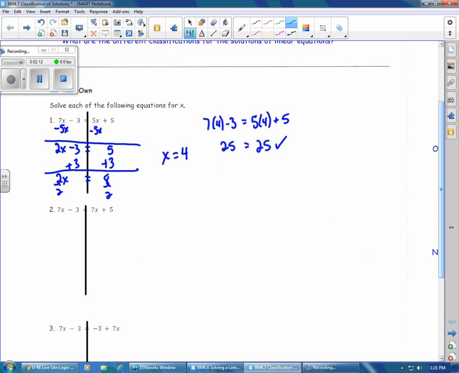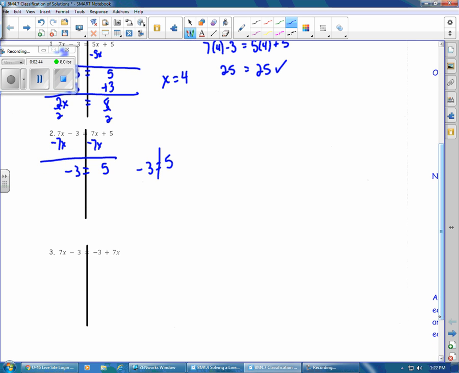Okay, the next one, I've got 7x minus 3. That's as simple as it gets. 7x plus 5, that's as simple as it gets. I'm going to move all my variable terms to one side, and I end up with negative 3 equals 5. Does negative 3 equal 5? No, negative 3 does not equal 5. We learned last lesson that we call this a no solution. So let's see what happens with the next one.